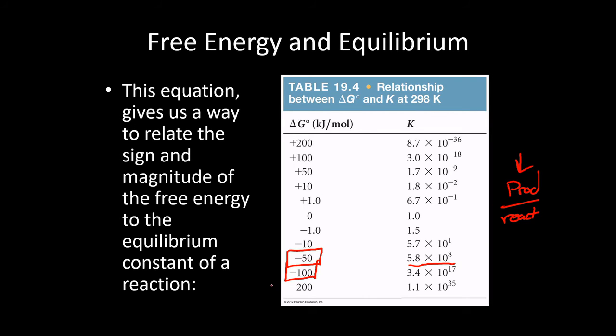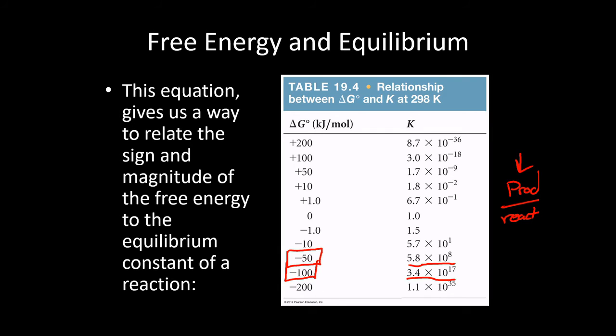I mean, at this point, at negative 100 kilojoules for your delta G value, I wouldn't even qualify that as an equilibrium. Technically speaking, it is an equilibrium, but that is so incredibly product favored that personally, I would just say it goes to completion. There's practically no reactants there. Especially when you get up to negative 200, it goes to completion.